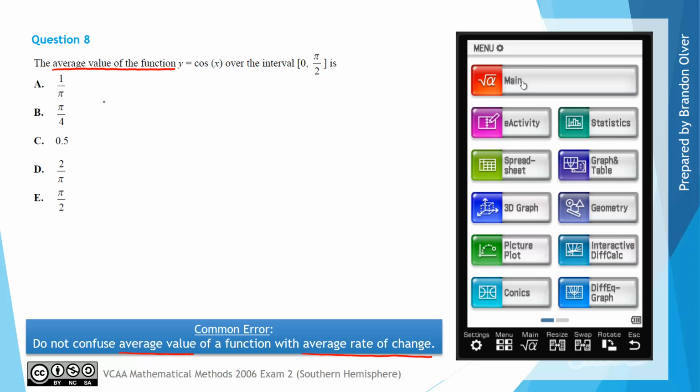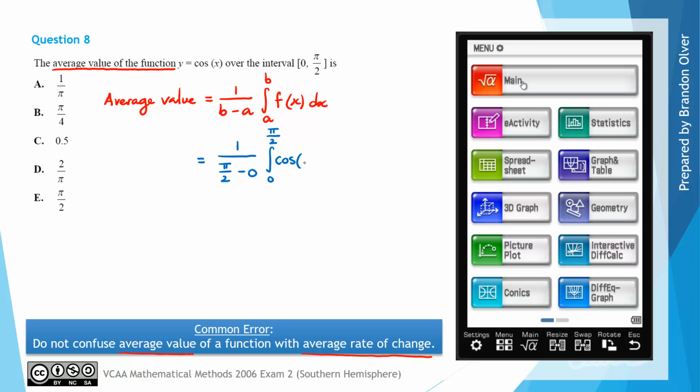So we know that the average value of a function on an interval a to b is given by 1 divided by b subtract a times the integral between a and b of the function f of x with respect to x. So for this question, our average value would be 1 divided by pi on 2 subtract 0, because that's the interval a to b that we're going between. And then we go between the lower bound of 0 and the upper bound of pi on 2 for the rule cos of x, with respect to x.